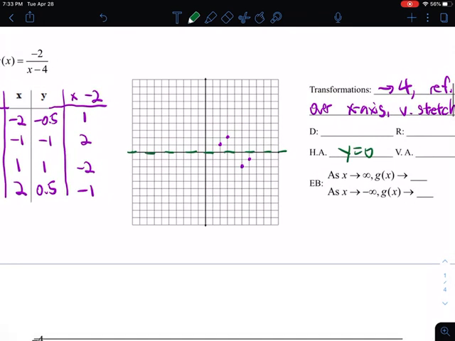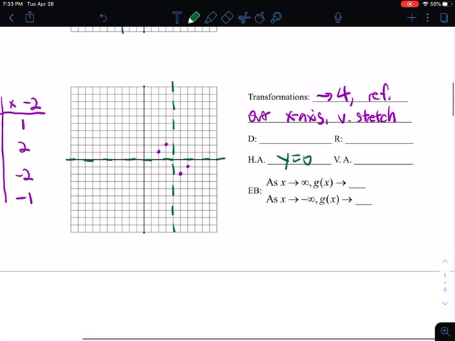And then vertical asymptotes, normally it will be at this line down here. But because we're shifting 4 to the right, we're going to go 4 to the right. So it will be right over here. So that's going to be x equals 4.